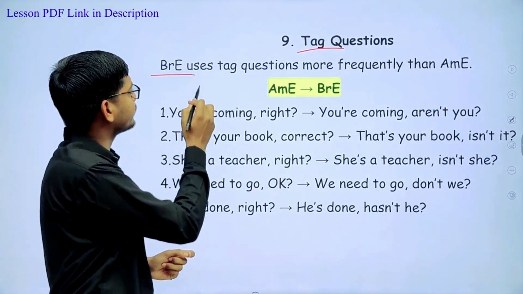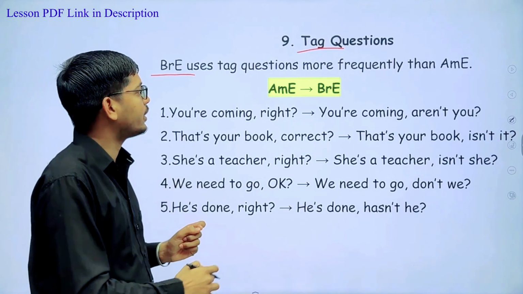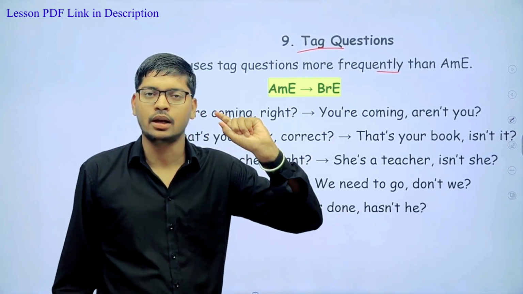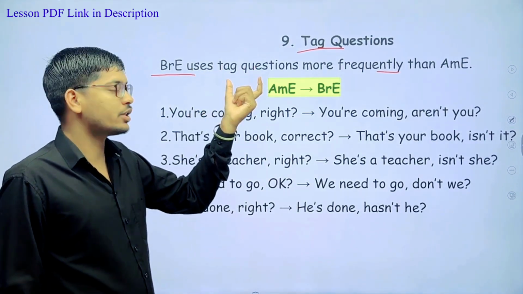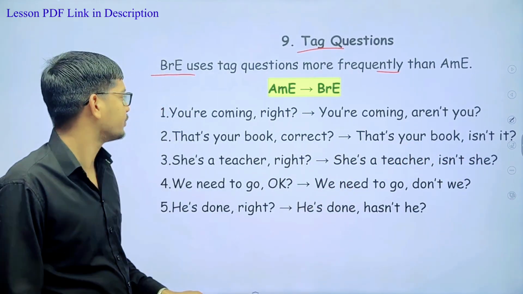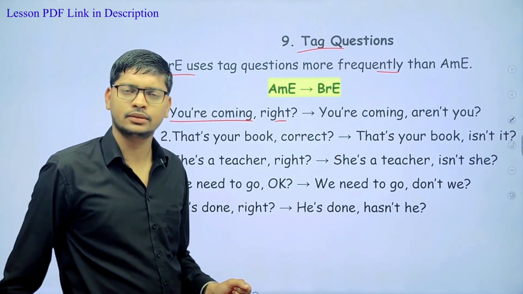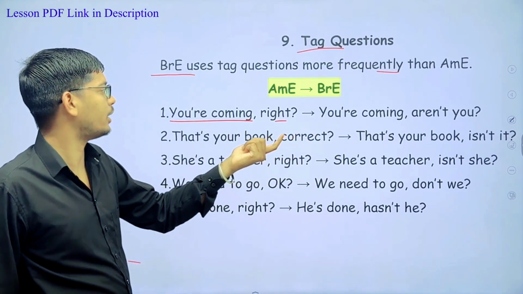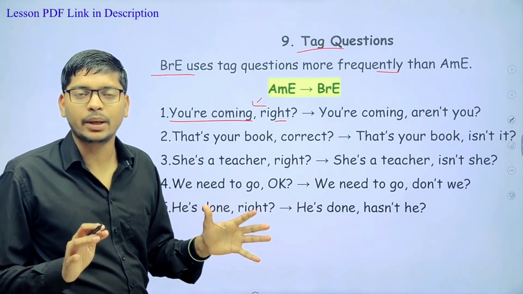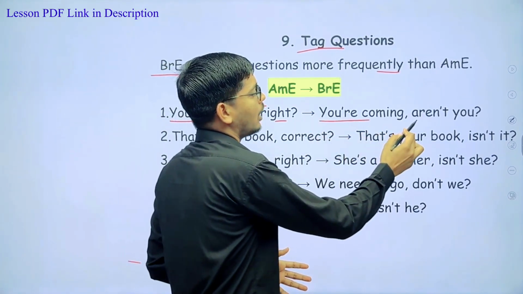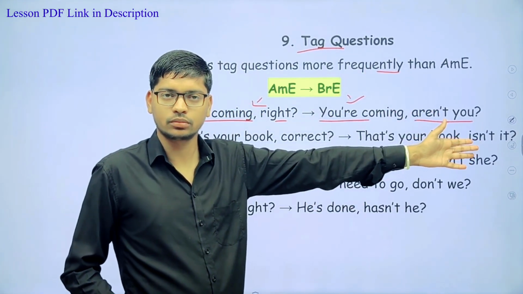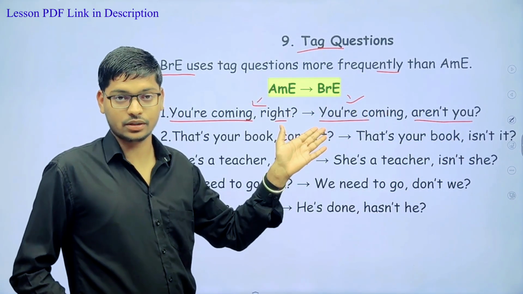British English uses tag questions more frequently than American English. For example, you are coming, right? In American English. But if I talk about British English, you are coming, aren't you? Okay, these are very different.